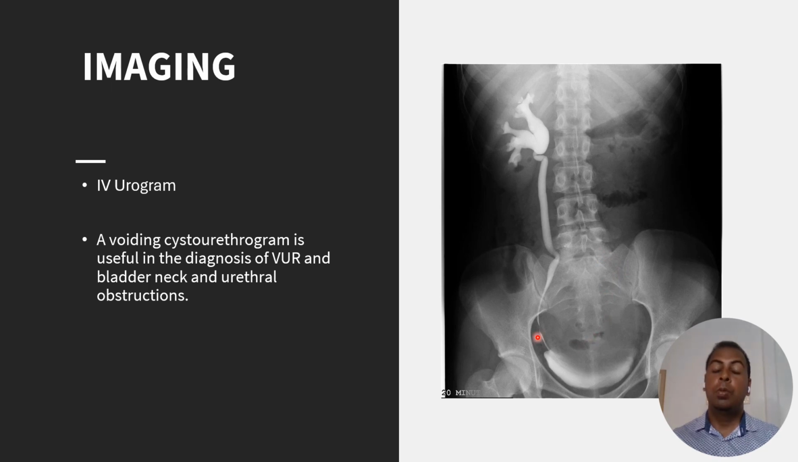Usually we will take an X-ray of that patient's abdomen, and we look for the contrast. As you can see here, the contrast is remaining in the patient's collecting system, and this would be diagnostic of hydronephrosis. In this image, you can see that this patient has a right-sided hydronephrosis, with dilation of the calyx, the renal pelvis, and the ureters also being dilated here.